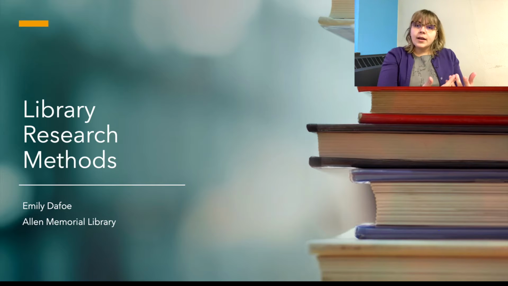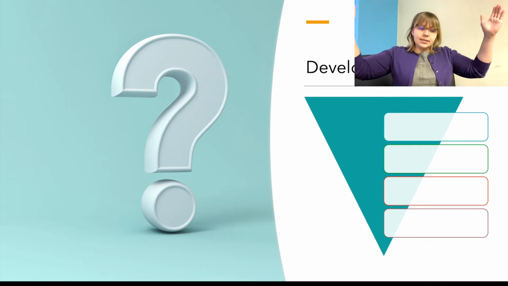Now, when you are creating a research topic, I always recommend using an upside down triangle or a funnel. So as you can see here on the screen, we have an upside down triangle. When you are developing your research topic, you want to start at the very top where it's the widest and then go down to narrow it down.